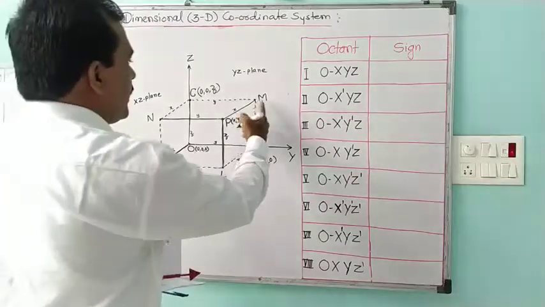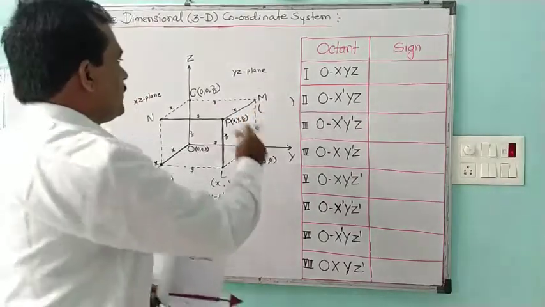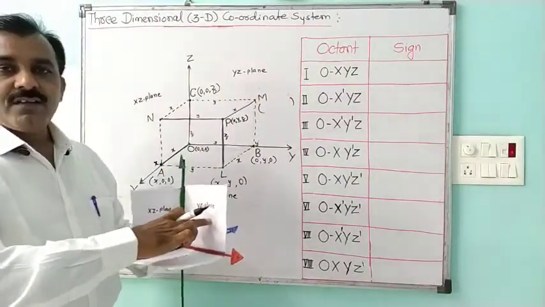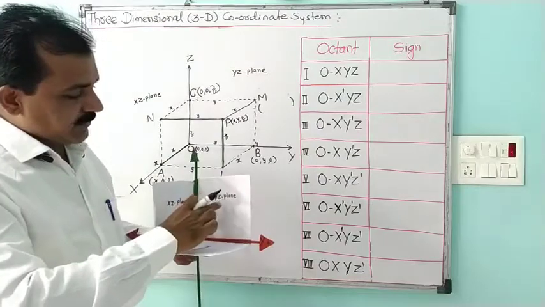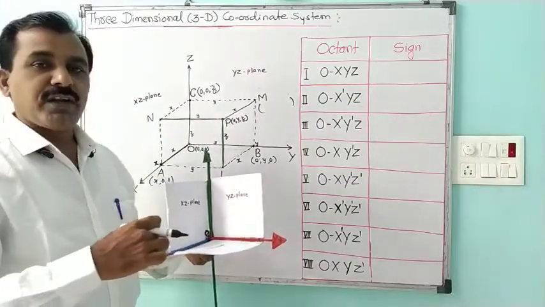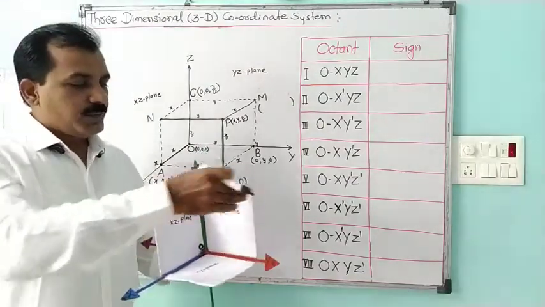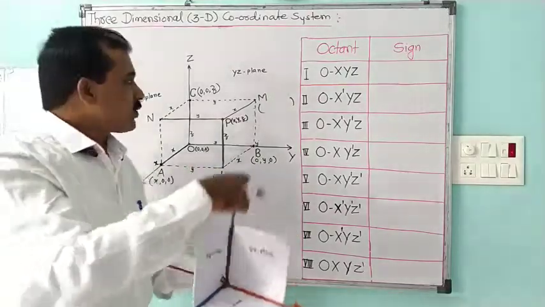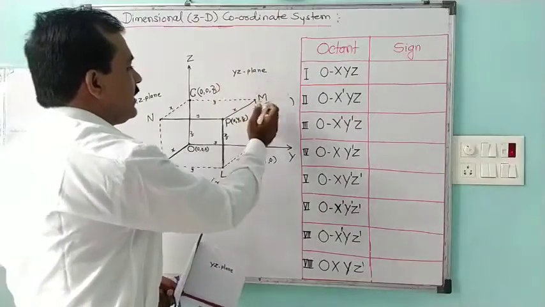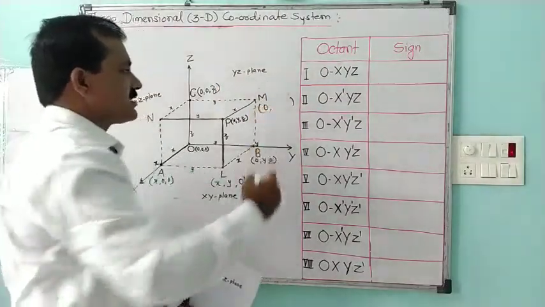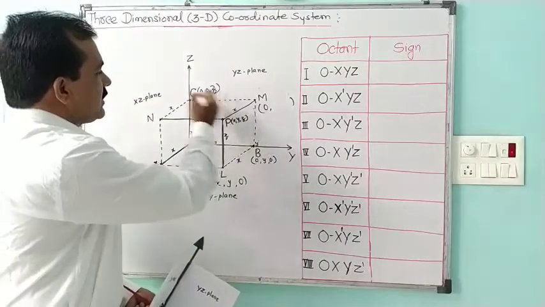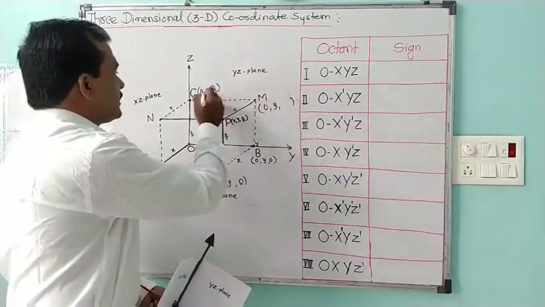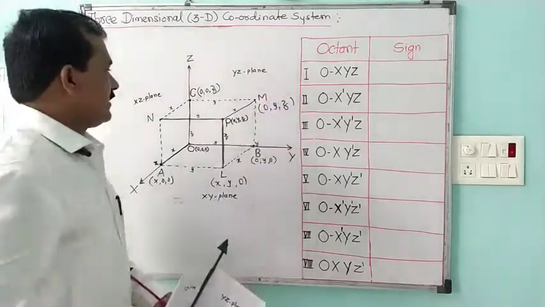When we consider point M, this point M is in the YZ plane. When a point is in the YZ plane, its first coordinate, that is the x coordinate, is 0, because this plane intersects the x-axis at the origin. So all the points in the YZ plane have their first coordinate as 0, and the second and third will be as per the point, so the second will be y and the third will be z.